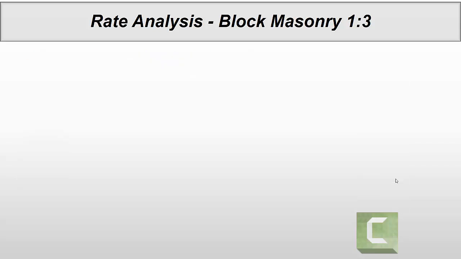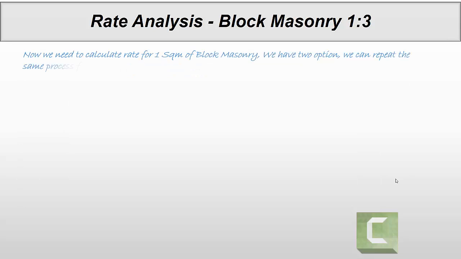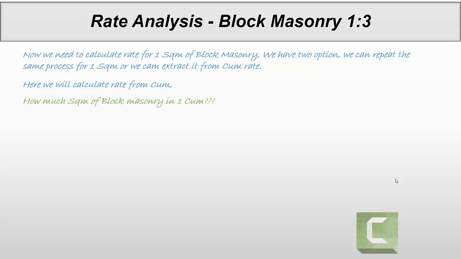Now we need to calculate for 1 square meter of block masonry. We have two options. We can repeat the same process for 1 square meter, all the steps we discussed previously, or we can extract it from the cubic meter rate. So we will calculate the rate from cubic meter here. How much square meter of block masonry is in 1 cubic meter? We need to know first the number of square meters of block masonry in 1 cubic meter.